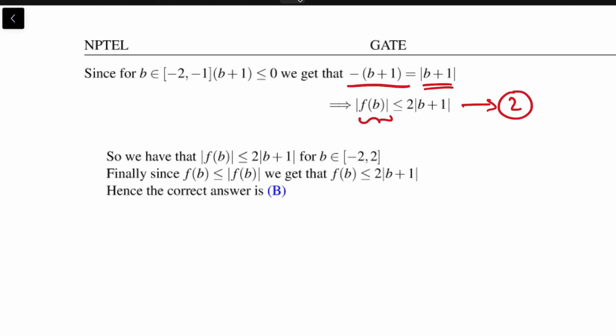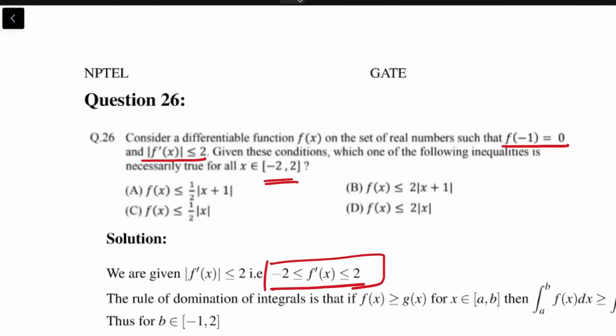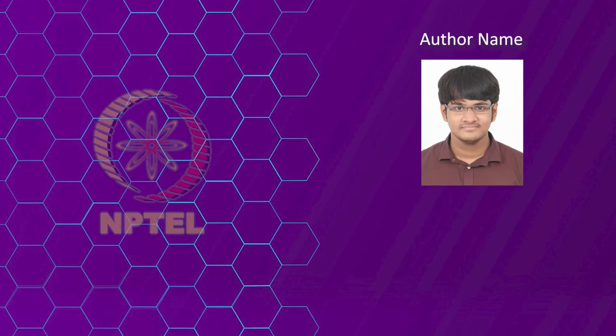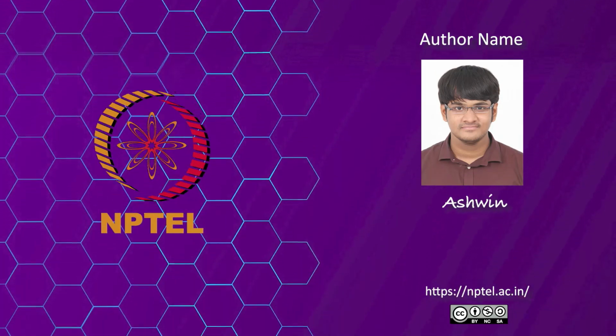Finally, what's left to remark is that f of b will always be less than or equal to the absolute value of f of b. So you can replace the absolute value of f of b by something smaller, which is f of b, and so this corresponds to the answer B in our question. So B is the answer.